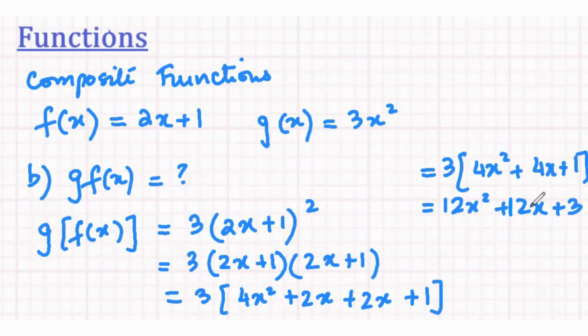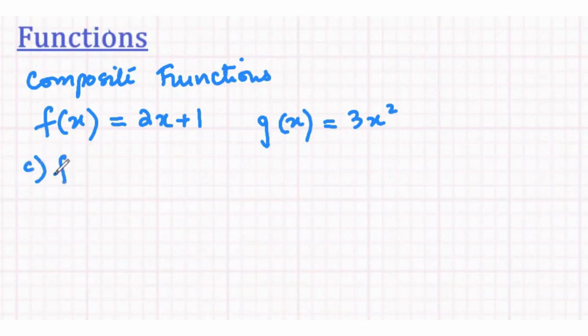So if you compare the previous part to this part, you can see that in the previous one, it was f of g of x, where we replaced the x of f with the function g. And over here, it's g of f of x. So we're replacing the x of g with the function f of x. And that's how we get the answer.